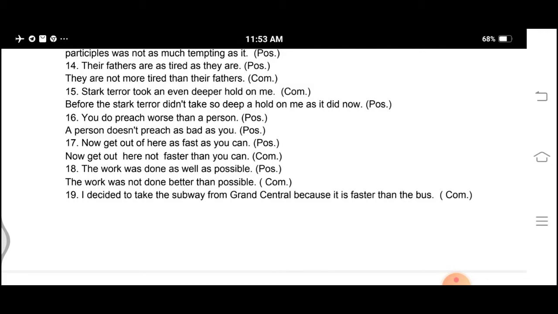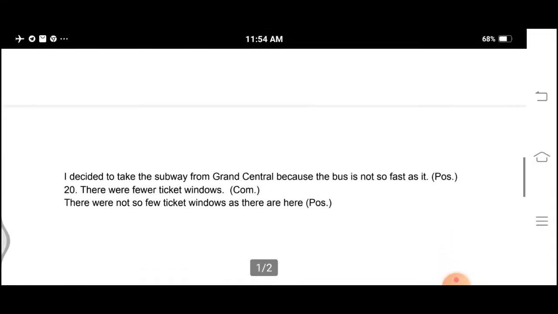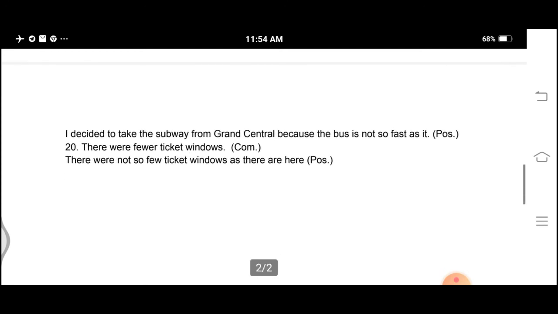I decided to take the subway from Grand Central because it is faster than the bus. Due to faster, it is comparative degree. I decided to take the subway from Grand Central because the bus is not so fast as it was. It is positive. There were fewer ticket windows, fewer, comparative. There were not so few ticket windows as there are here. Positive. Hope you will understand.